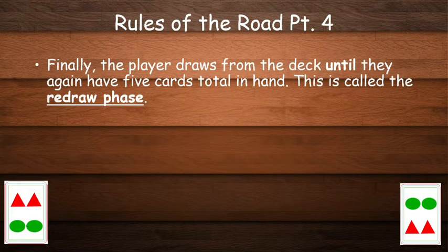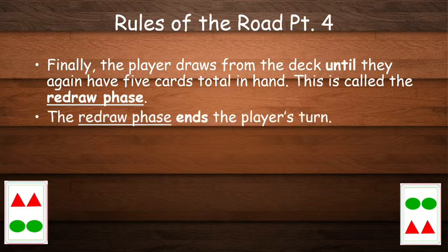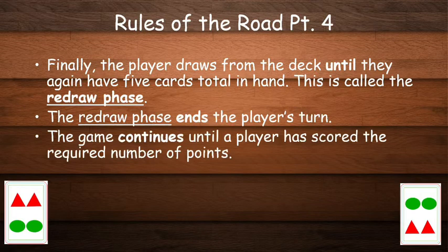Sorry about that. And finally, the players draw from the deck until they again have 5 cards in their hand. So once you play your hand, you have fewer cards in your hand, right? So you want to go back up to 5 cards so that you can play again the next round. Simple enough. This is called the redraw phase, and the redraw phase ends the player's turn. The game continues until you get 17 points or somebody else gets 17 points.